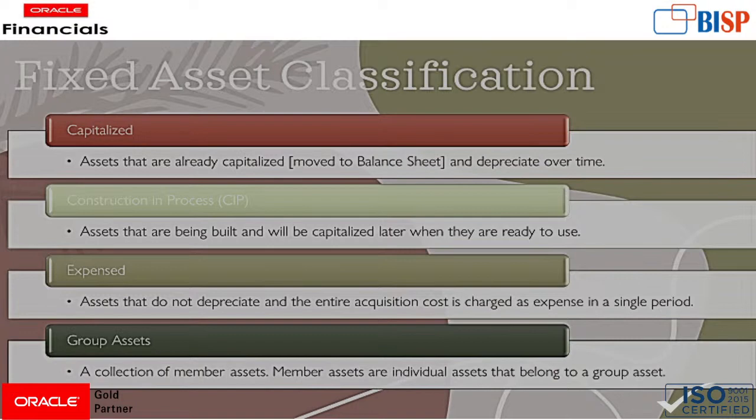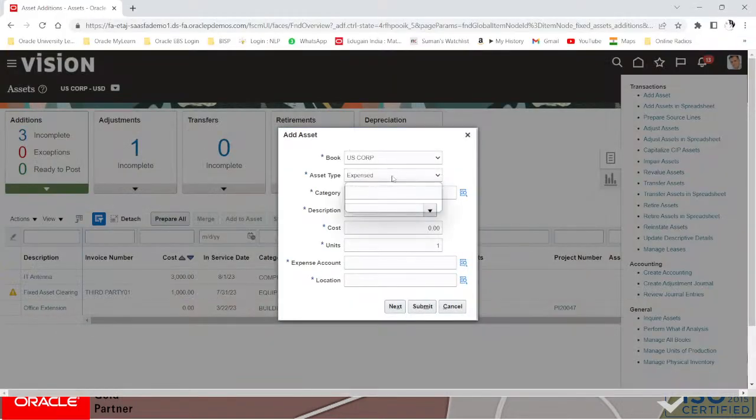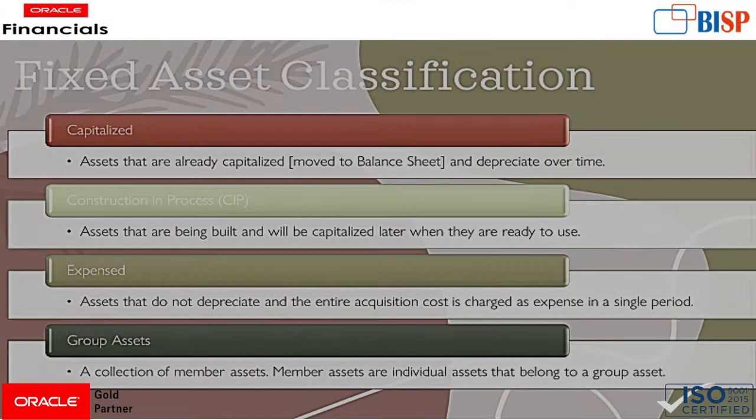And the group asset, right? If you create a group, it is a collection of member assets. The member assets are individual assets that belong to a group asset, right? So that is the group asset.